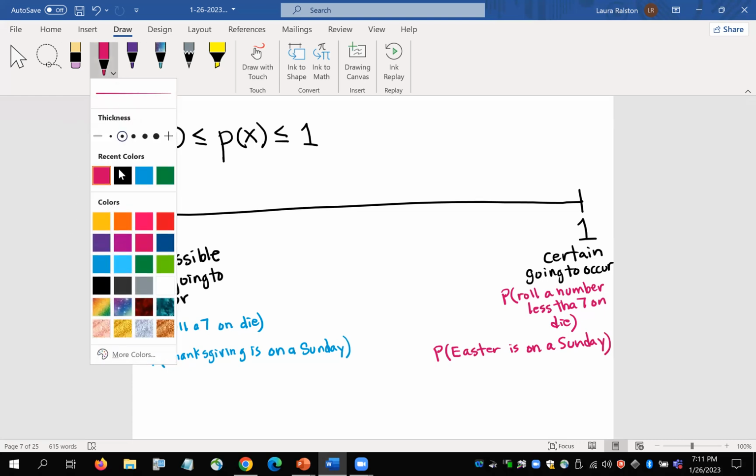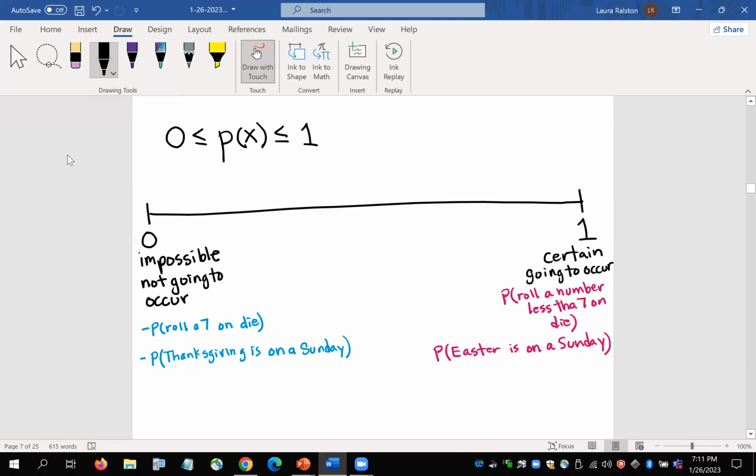And then you can have any value between 0 and 1. It can be a decimal, it can be a fraction, or it can be a percentage. So probabilities can be decimals, fractions, or percentages. So if you think about it, the halfway point would be 1/2 or 50%.